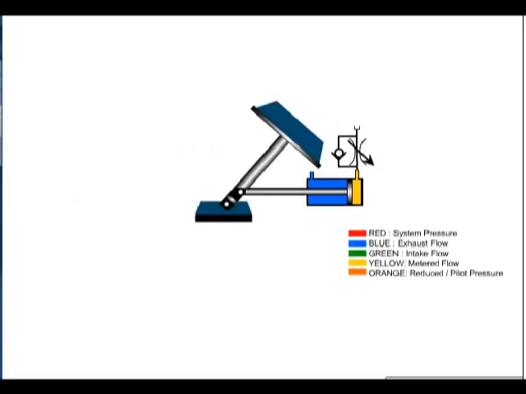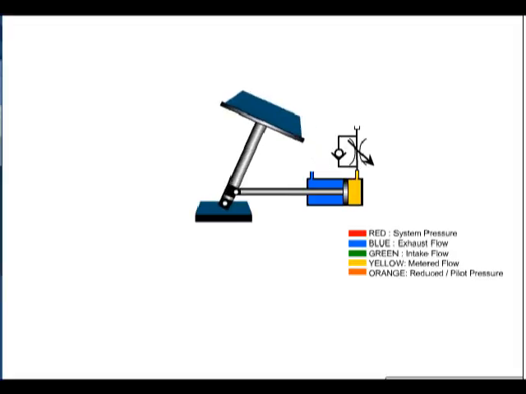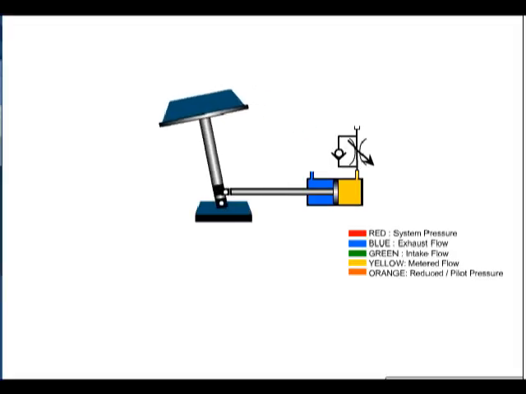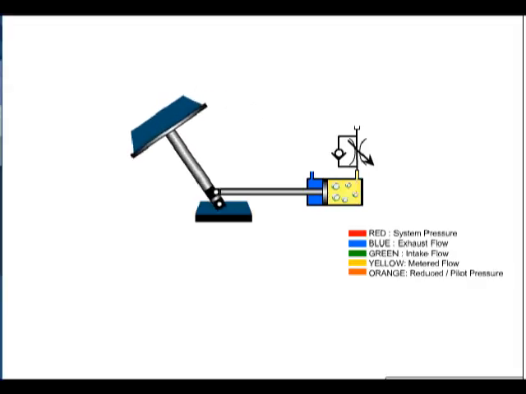The advantage to meter in is that it is very accurate with a positive load. However, when the load goes over center, the load becomes negative or overrunning. The load is no longer being controlled by the cylinder. As the load overruns, it causes the cylinder to cavitate.